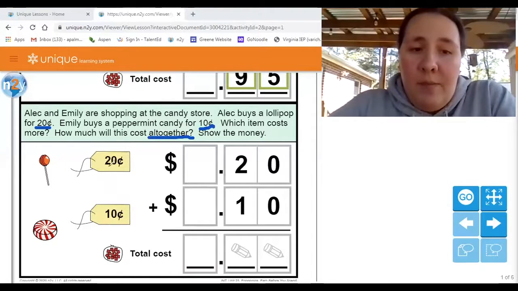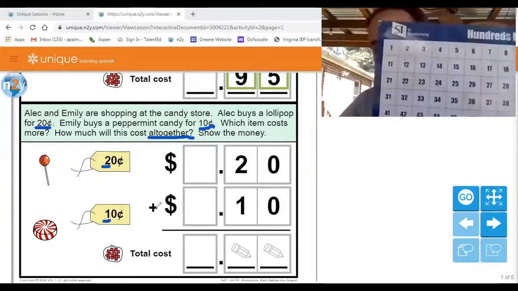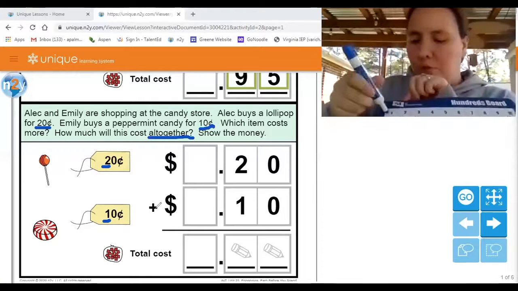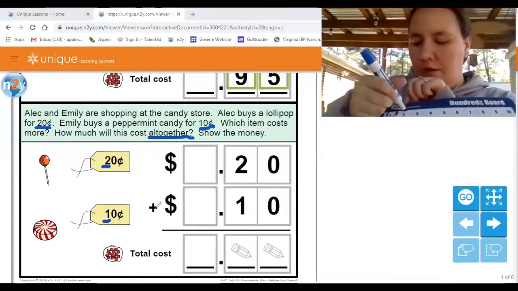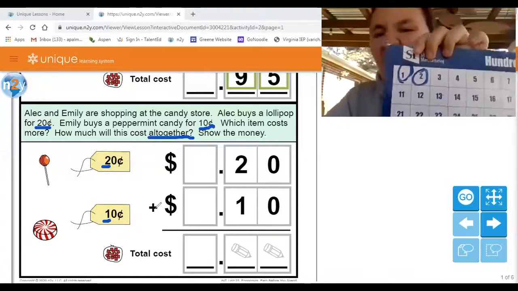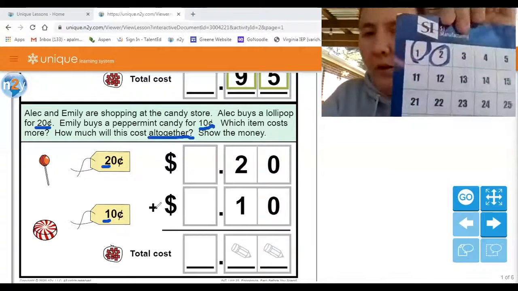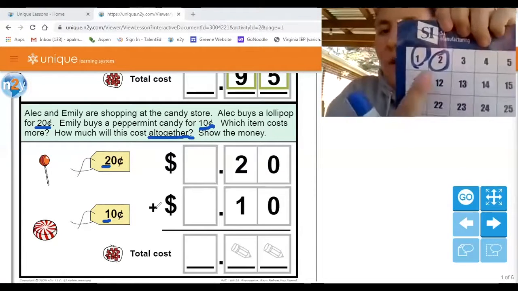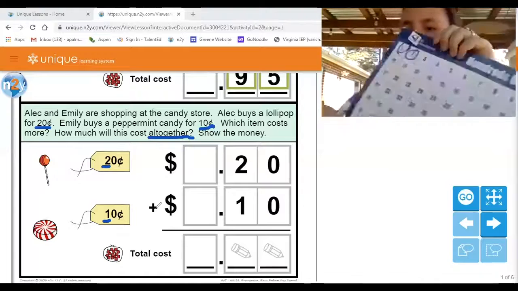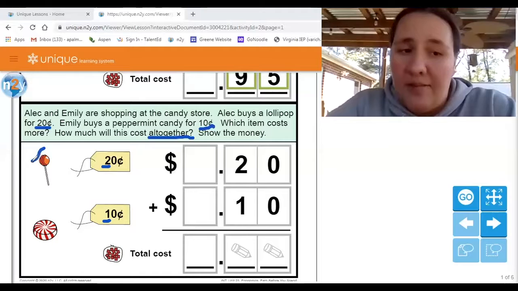I'm going to underline my biggest place value. So I have a 2 and a 1. And now remember, I'm going to circle those on my hundreds chart, okay? So I'm going to circle the 1, and I'm going to circle the 2. So now I need to see which one is further into my hundreds chart. Which one is bigger? Which one is more? Very good. The 2 is further in. Okay, so that is my bigger number. I'm going to circle my lollipop because that costs more.